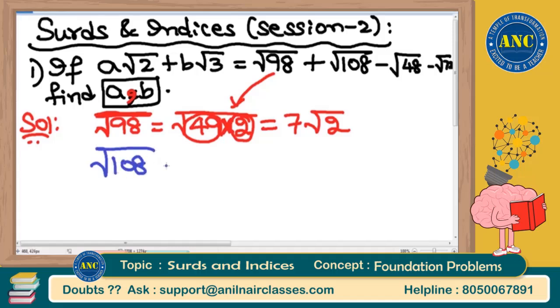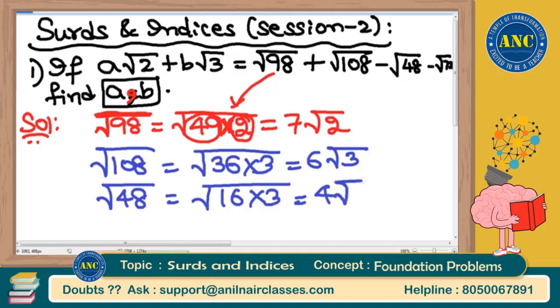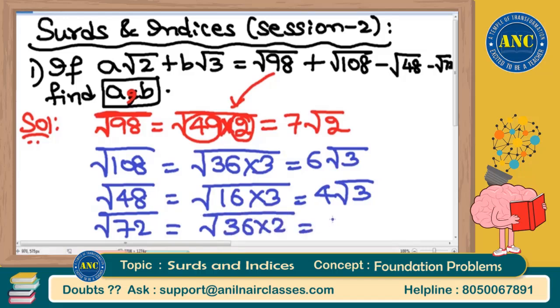Similarly, root of 108 can be written as 36 into 3. Root 36 is 6, so it is 6 root 3. Similarly, root 48 can be written as 16 into 3. The square root of 16 is 4, so it is 4 root 3. And the last term is root 72, which can be written as root of 36 into 2. Root 36 is 6, so it is 6 root 2.